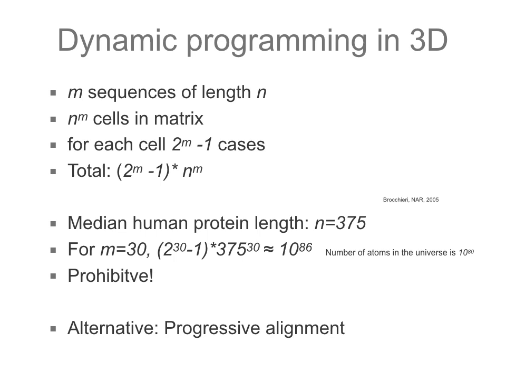The median human protein length is n equals 375. And let's now assume we're considering 30 sequences, which is not really too much. We have previously already seen examples of 50 sequences to compare. So for 30 sequences, this would give us (2 to the power of 30 minus 1) times 375 to the power of 30, and that is roughly 10 to the power of 86, and that compares to the number of atoms in the universe at 10 to the power of 80. It's clearly prohibitive.